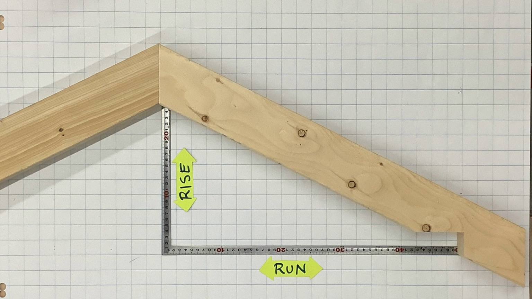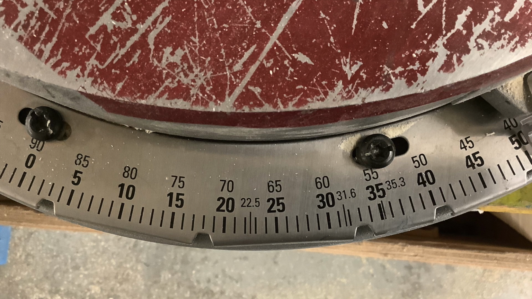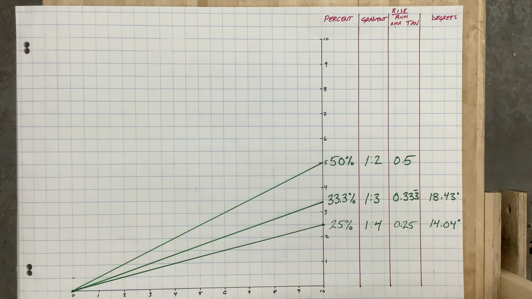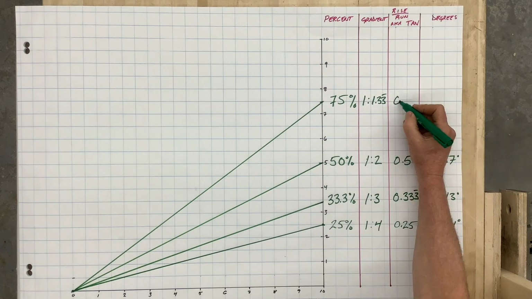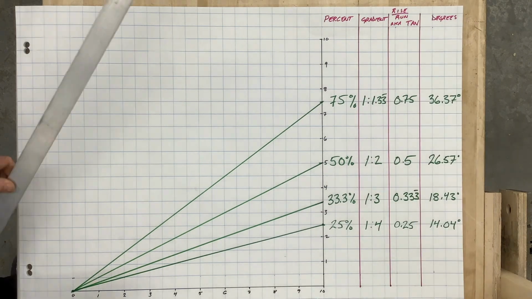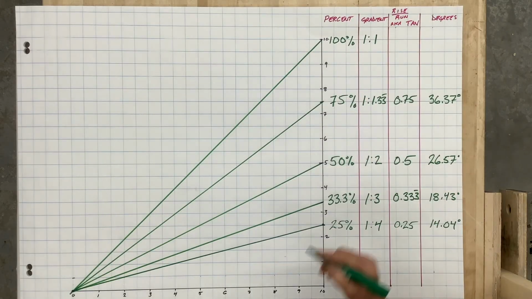Most countries use some variation of rise to run, but some places in the world also use degrees for roof slopes. We'll have a quick look here at how to interpret all the different systems used around the world to express roof slopes and how to move back and forth between them.